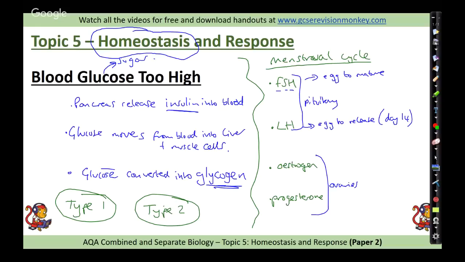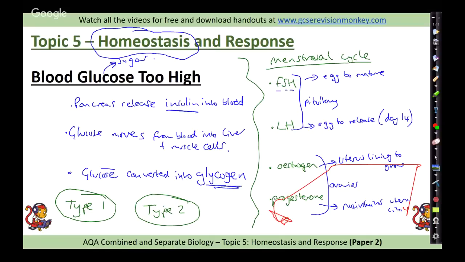The estrogen, for higher I'll talk about later what that does in terms of switching on other hormones as well. But the main thing it does, it causes the uterus lining to grow, and the progesterone maintains the uterus lining. So if we were to have a look at what the uterus lining looked like, let me just rub that out, and I'll just draw it under here.